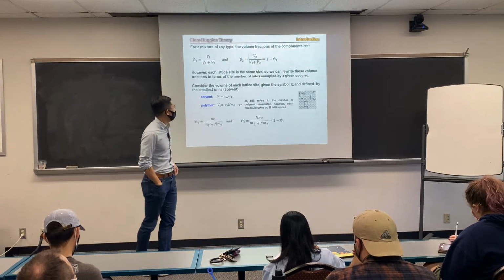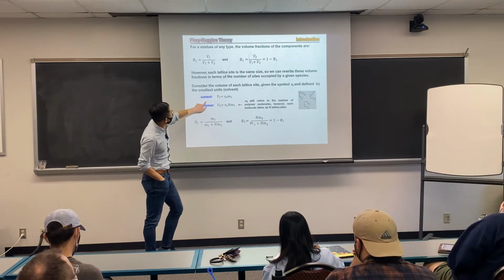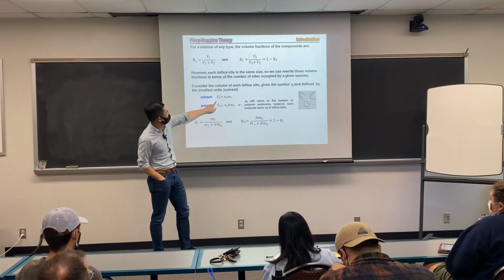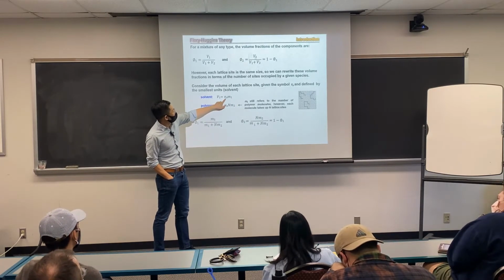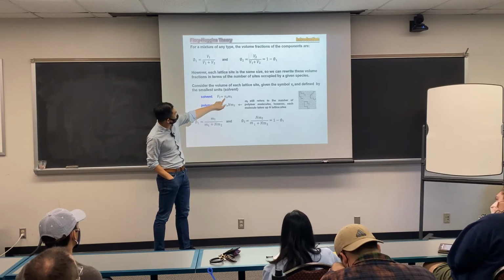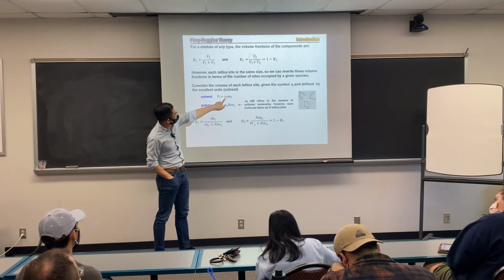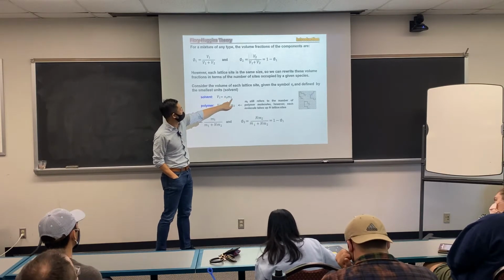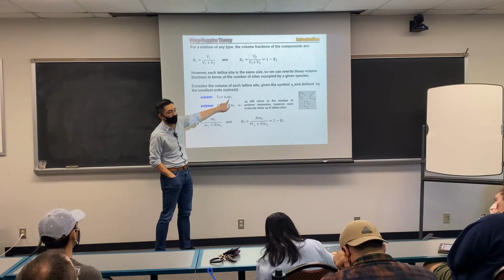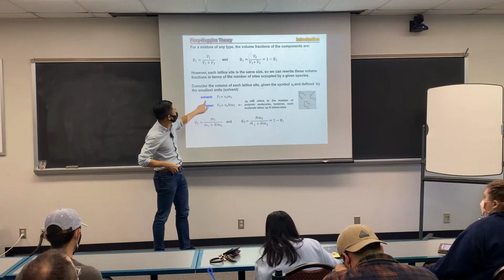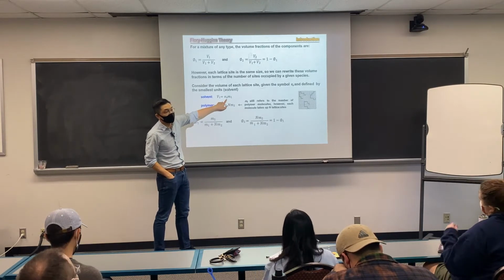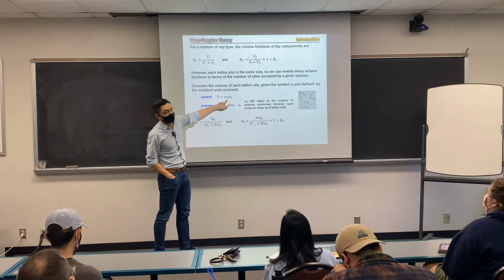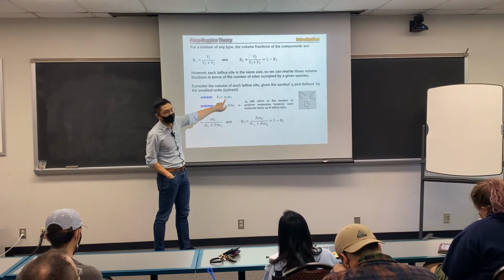So we need to define this term. How much volume we have in hexane will be equal to this. Given the symbol V0, this is the volume of each lattice site, so you can think about a unit volume. M1 is basically the number of solvents. So the total volume for the solvents will be given by how many solvent molecules, M1, multiplied by the unit volume. Okay?